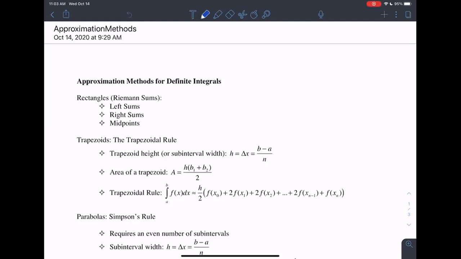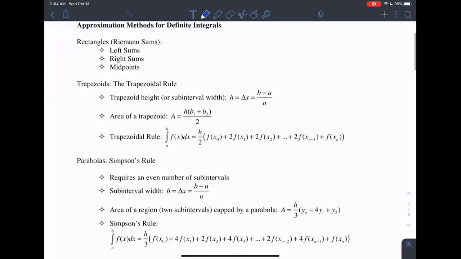So rectangles or Riemann sums were the method we looked at first. Then we looked at trapezoids, and the trapezoidal rule is there for you in all of its glory. Remember, f of x values just mean y values. To approximate with the trapezoidal rule, you need your height, which is your distance between x values. You're going to divide it by 2. That came from the formula for the area of a trapezoid. And then you're going to add up the function values with all of the middle values multiplied by 2.